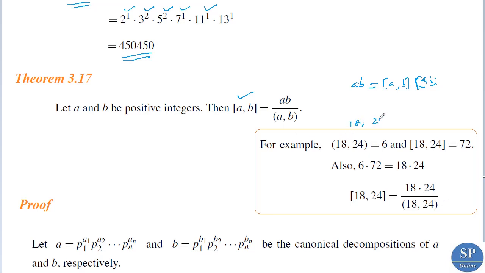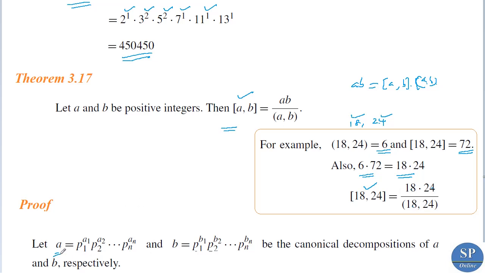numbers 18 and 24, we know the GCD of 18 and 24 is equal to 6, and the LCM of 18 and 24 is equal to 72. You can verify this. Also, 6 into 72 is equal to 18 into 24, or 6 into 72 is actually GCD into LCM. This is equal to 18 into 24, where 18 is our first number and 24 is our second number. So the LCM of 18 and 24 is equal to 18 into 24 divided by the GCD of 18 and 24. Now we can try to prove this result.